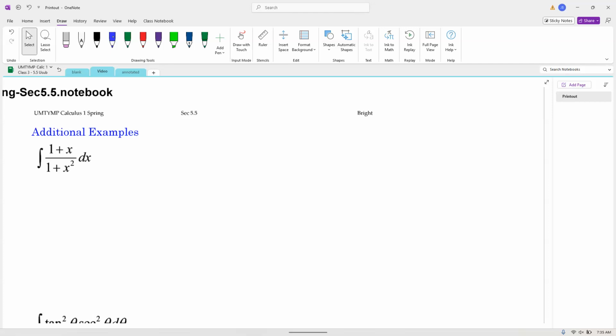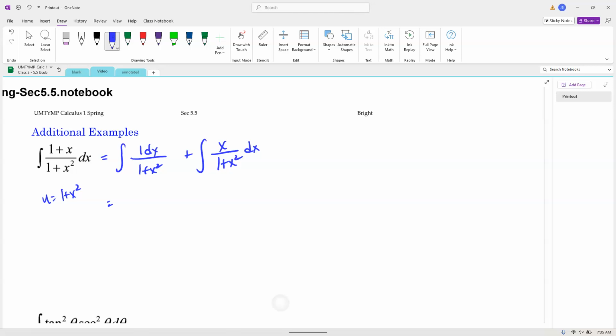Okay, so the strategy here is actually kind of interesting. You would imagine that your u would be 1 plus x squared, and you'll be partly right at points. But you're going to struggle a little bit. So actually what you have to do first is try separating out the numerator, so it'd be the integral of 1 dx over 1 plus x squared, plus the integral of x dx over 1 plus x squared, right? We can split the numerator, but we cannot split the denominator.